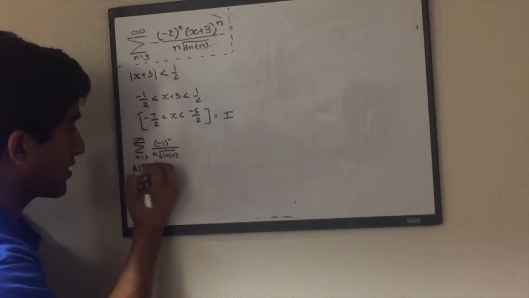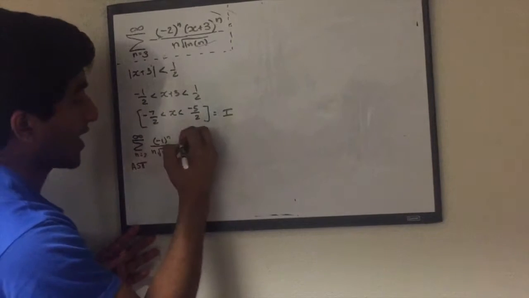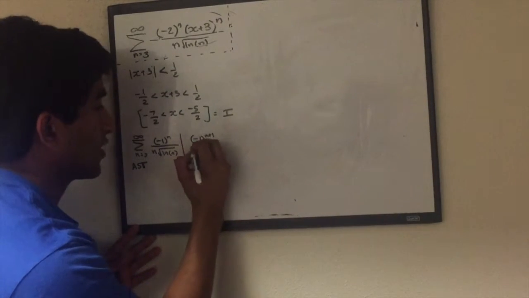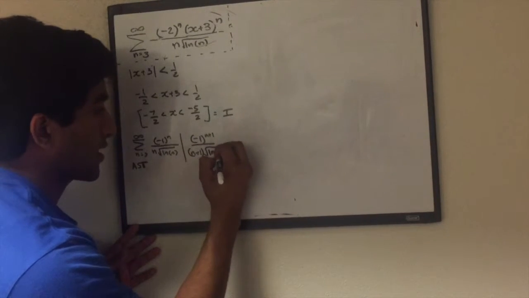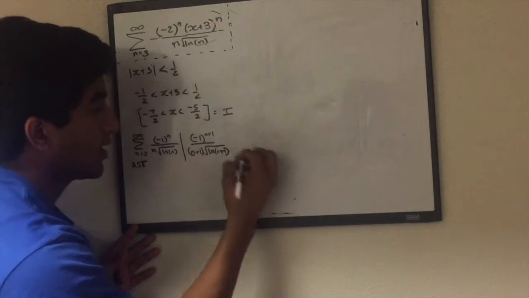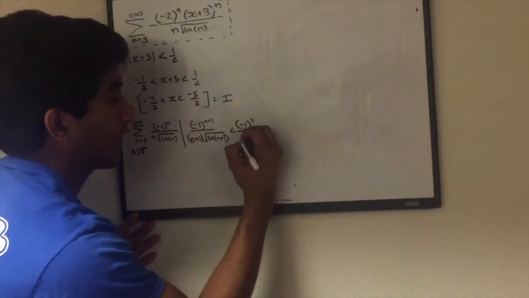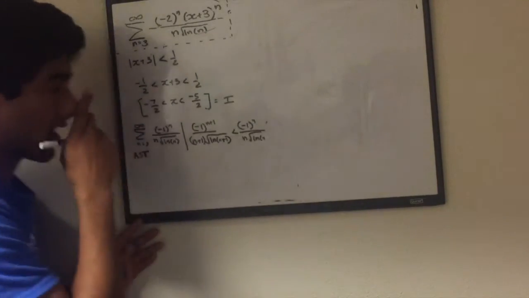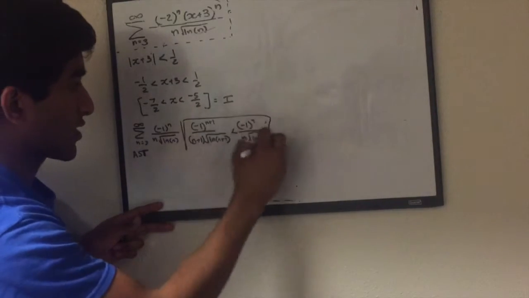To use the AST, first we have to make sure that it's decreasing. The way we do that is we say that (-1)^(n+1) over (n+1) times the square root of ln of (n+1) is less than (-1)^n over n times the square root of ln of n, which is a true statement because the denominator is so much bigger than the numerator. So that's our first condition.